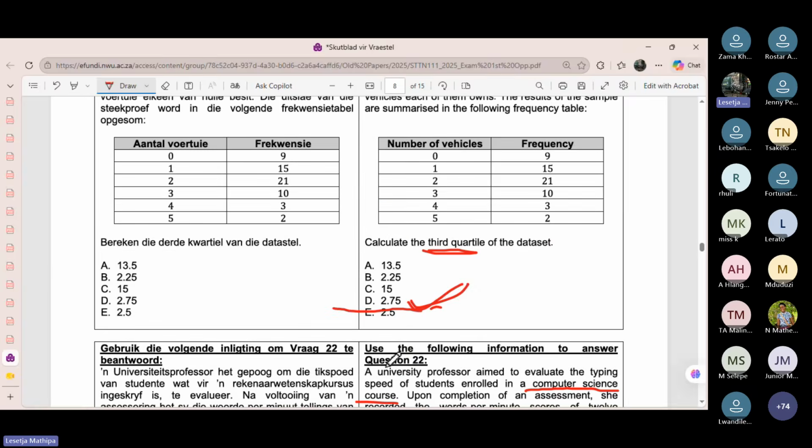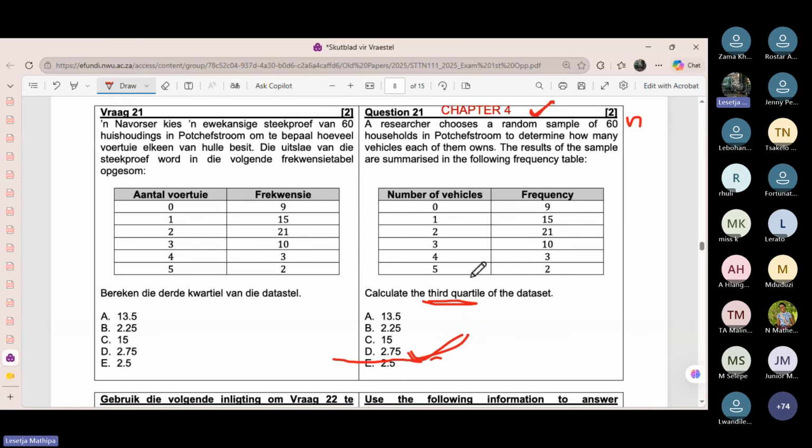is there any student who's still busy with question 21? Or are you all done? Are you still busy with it? Before we move to question 22.